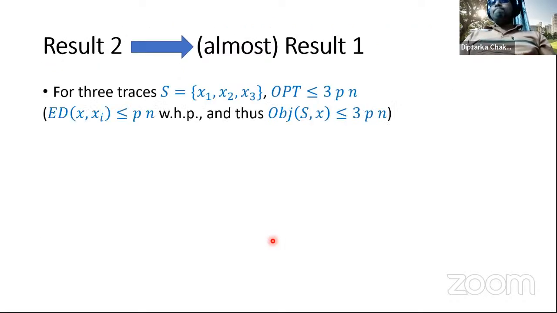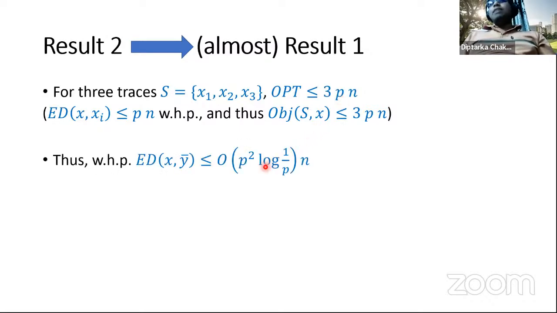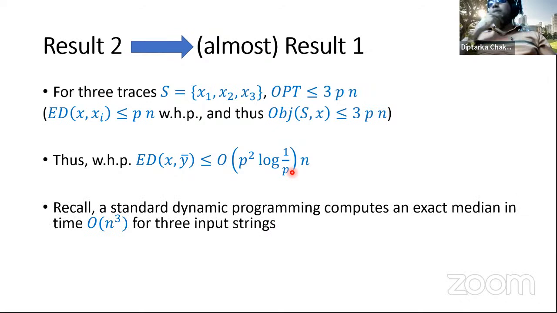Because for 3 traces, the optimum objective value, one can show, is just 3pn. Now if you replace the optimum value by this 3pn and epsilon by p log 1 over p, then we get our result 1. The distance between y bar and x is p squared log 1 over p. And since I am using just 3 traces, one can use the standard dynamic programming, and it just takes cubic time.